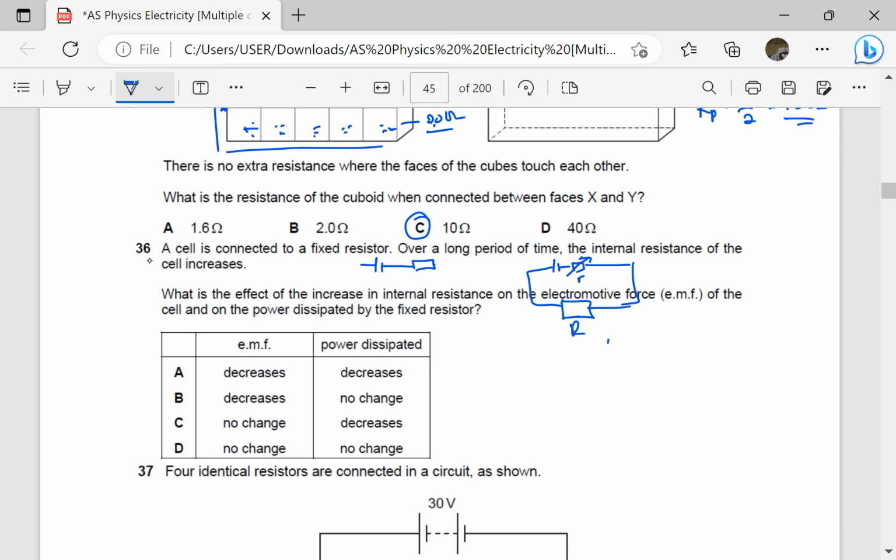Okay, so if internal resistance increases, it means the total current in the circuit, I total, is going to be decreasing. And the power dissipated in the fixed resistor is that current squared times R. R is fixed. Because the current is reducing and R is fixed, the power is reducing. Therefore, there will be no change to the e.m.f, but the power dissipated decreases because the current decreases when small r increases.